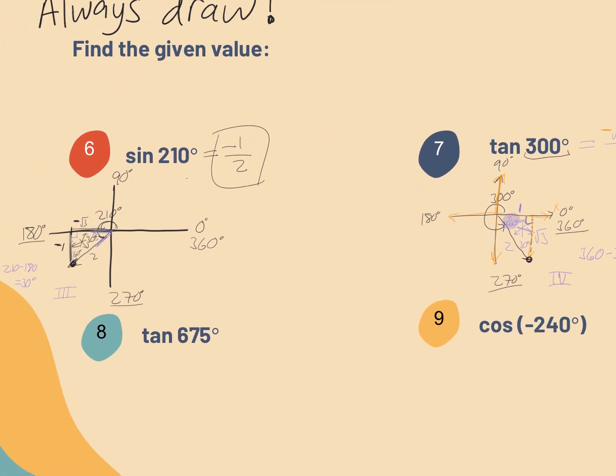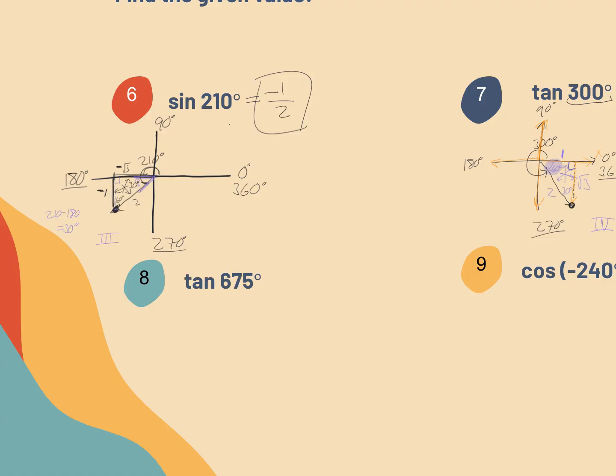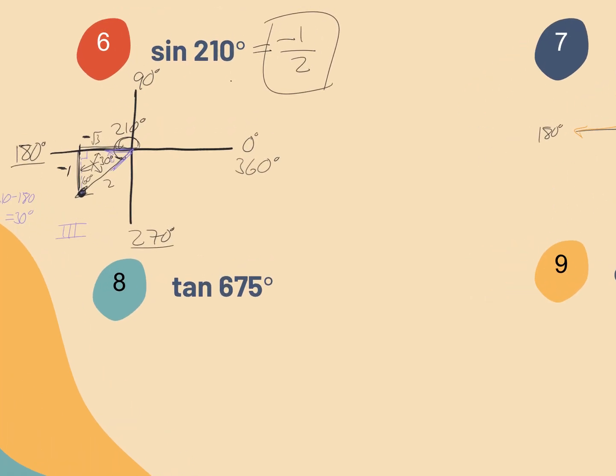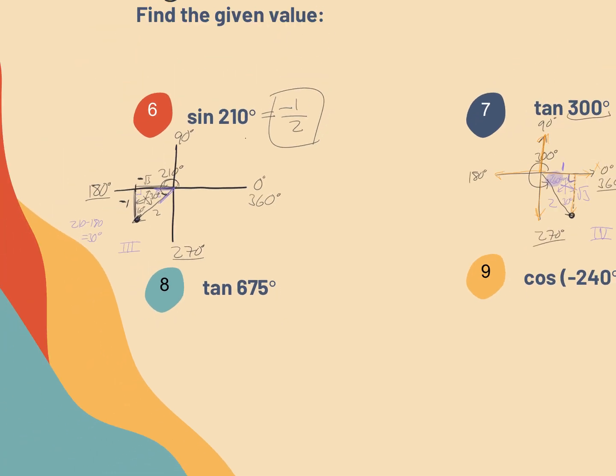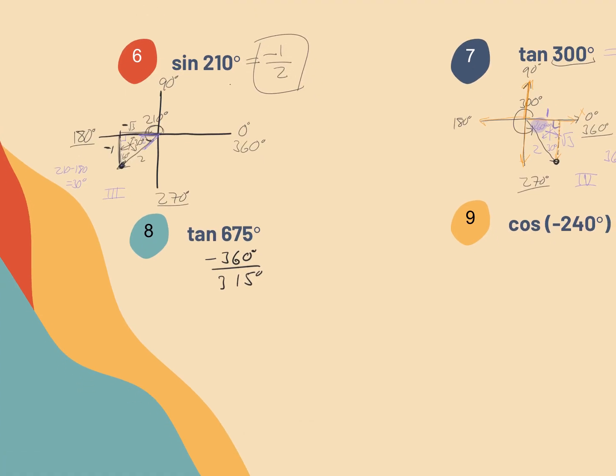So let's try the same thing with number 8. Tangent of 675. This is a really big angle, and it's not going to fit in the 0 to 360 range. So to get it to fit, we can use a coterminal angle. This is where another thing that we talked about is pretty useful. If you subtract 360 from 675, you're going to get 315. That's between 0 and 360, and that's a little bit easier to think about.